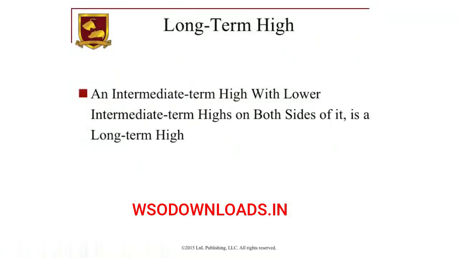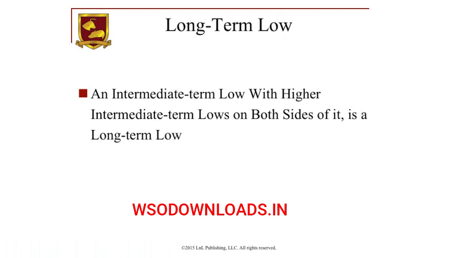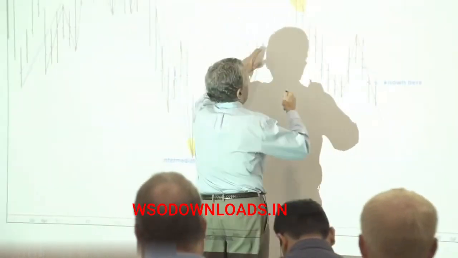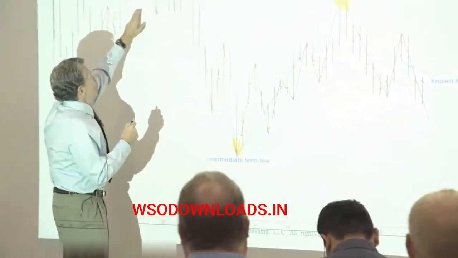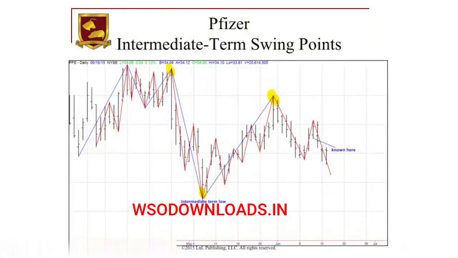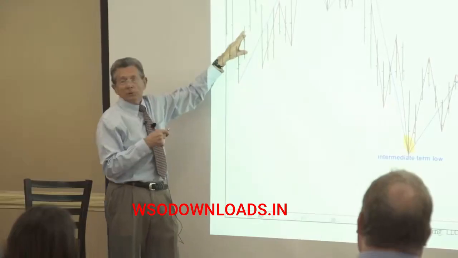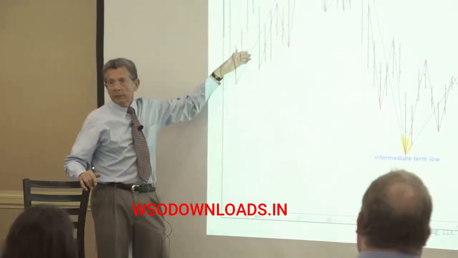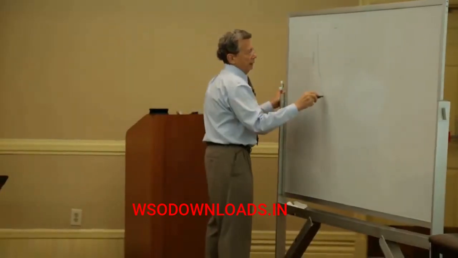But if we have an intermediate-term high with lower intermediate-term highs on both sides of it, we have a long-term market high. An intermediate-term low with higher intermediate-term lows on both sides of it is a long-term low. This is an intermediate-term high here. So we have intermediate-term highs with lower highs on both sides. We know the long-term trend at this point confirms the long-term trend is also to the downside. This all nests together. So we have all these little short-term things in the market like this.